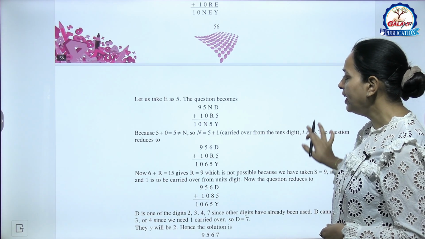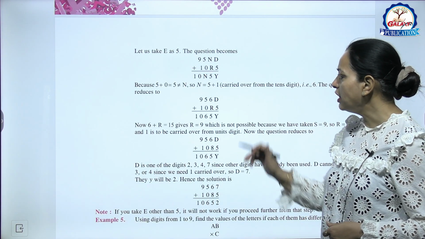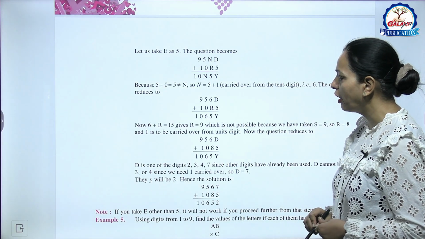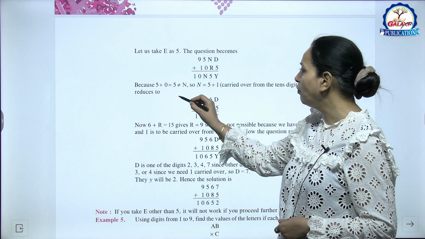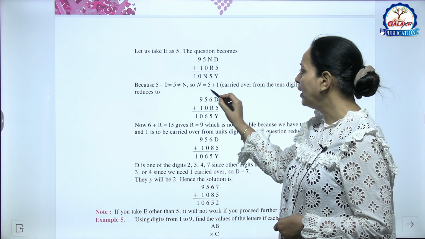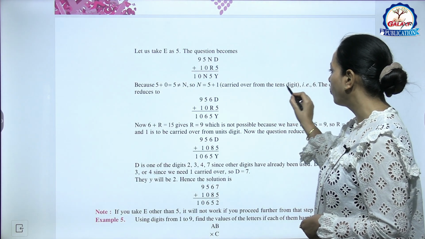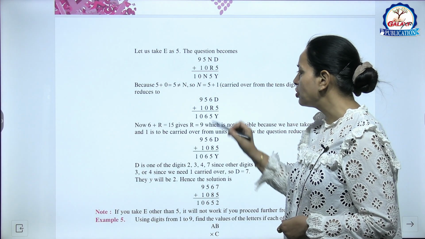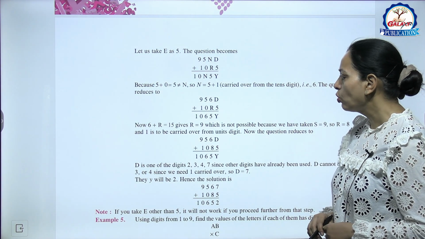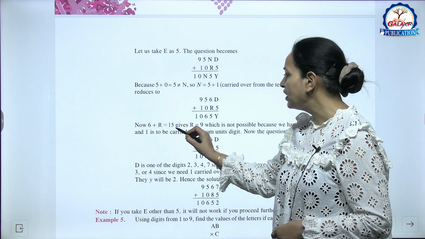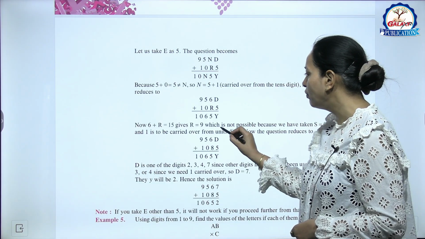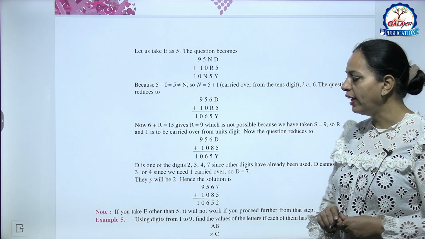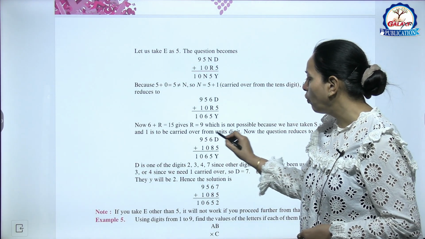Now let us take E as 5. The question becomes, E को हमने 5 सब्स्टिट्यूट किया है तो हमने यहाँ पर 5 लगा दिया, ये बन जाएगा. Because 5 plus 0 is 5, which is not equal to N, so N is 5 plus 1 carried over from the tens digit, that is 6. The question reduces to, तो N हमारा क्या बन जाएगा? 6. Okay, so now here 6 plus R, that is 15, which gives R equal to 9, which is not possible because we have taken S as 9. So R equals 8 and 1 is to be carried over from the units digit.